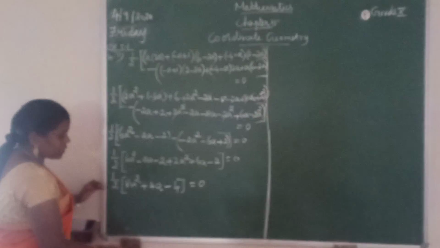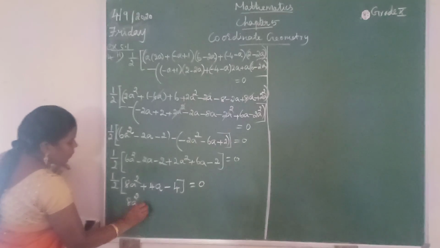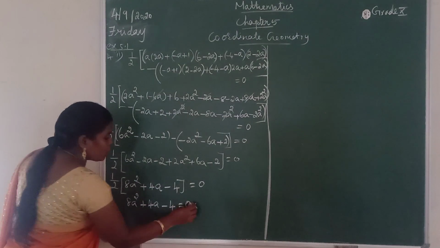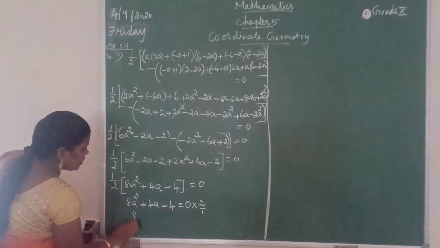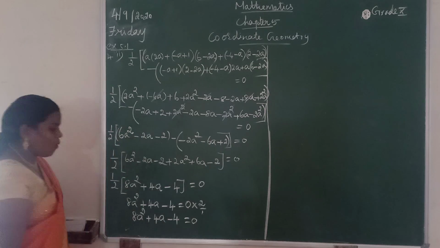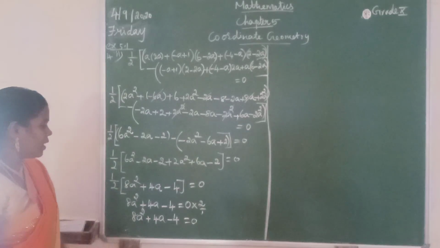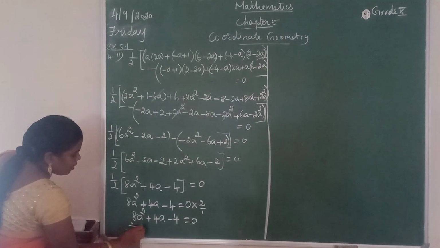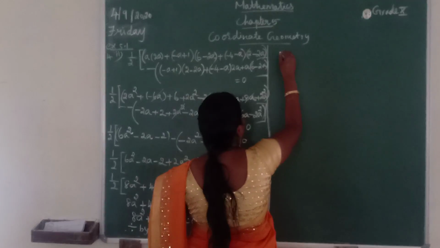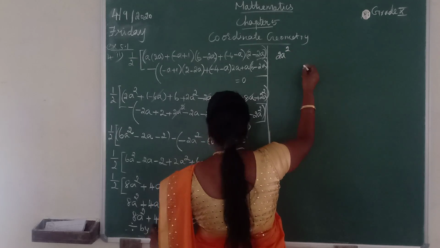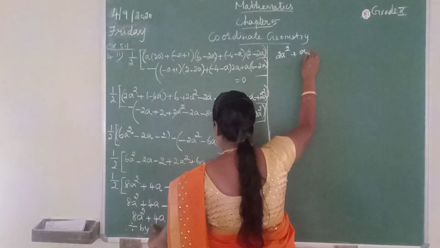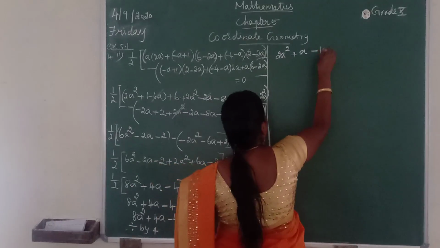Take the 1 by 2 to the right side. So we have 8a square plus 4a minus 4 is equal to 0 into 1 by 2, which becomes 2 by 1. That is 8a square plus 4a minus 4 equal to 0. 4 is common in all the three terms. Let's divide it by 4. We get 8a square divided by 4 we get 2a square, plus 4a divided by 4 we get a, minus 4 by 4 we get 1, is equal to 0.